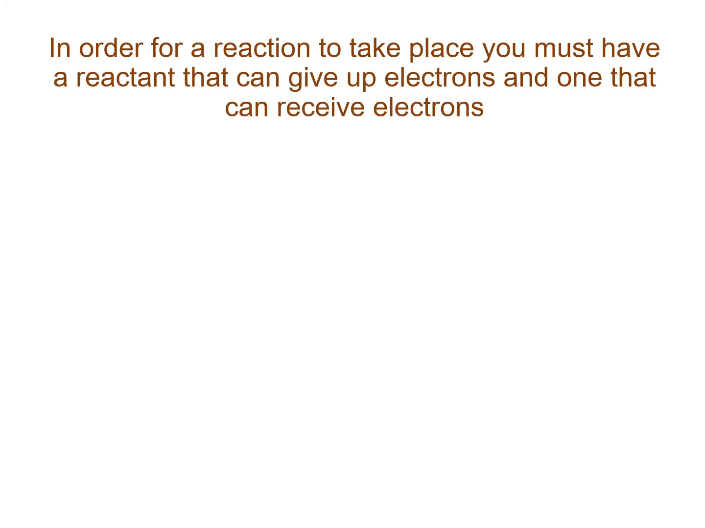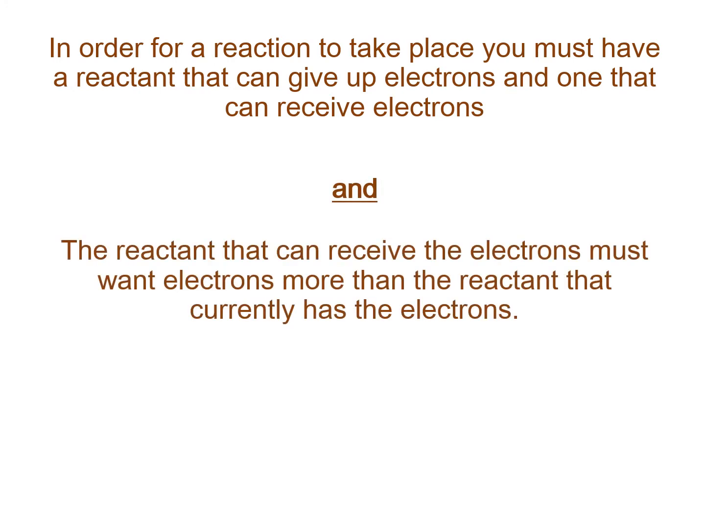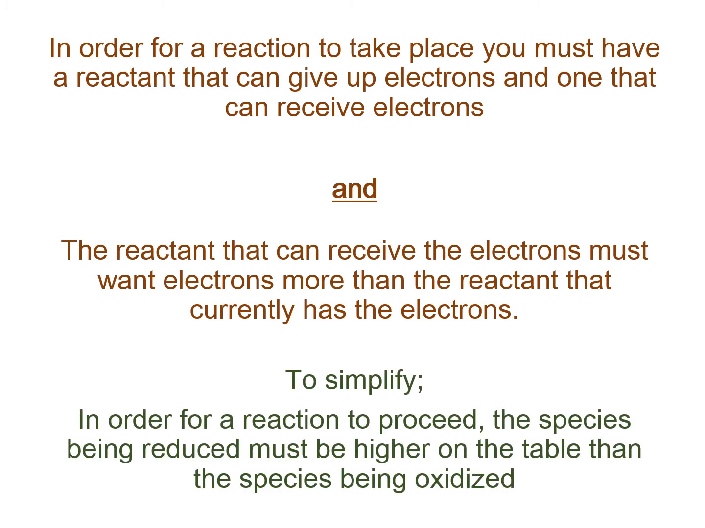So to repeat that one more time, in order for a reaction to take place, you must have a reactant that can give up electrons and one that can receive electrons. And the reactant that can receive the electrons must want electrons more than the reactant that currently has the electrons. To simplify, in order for a reaction to proceed, the species being reduced must be higher on the table than the species being oxidized.